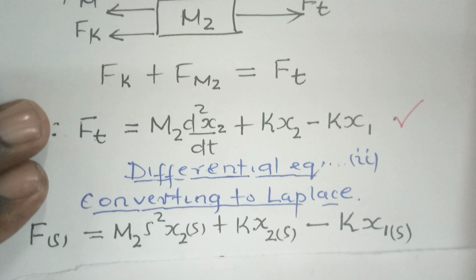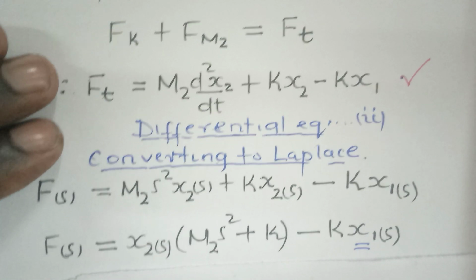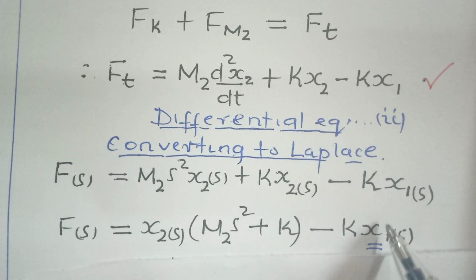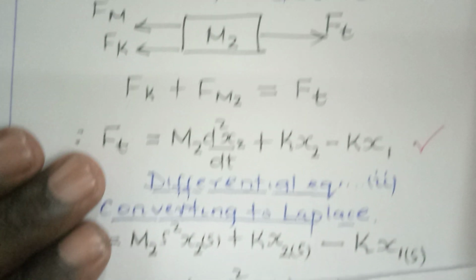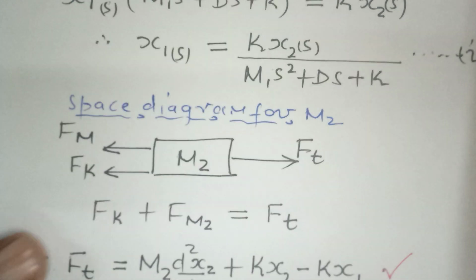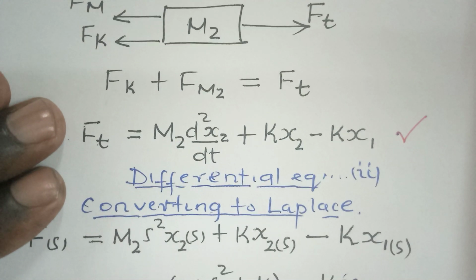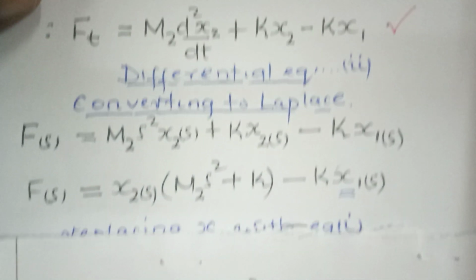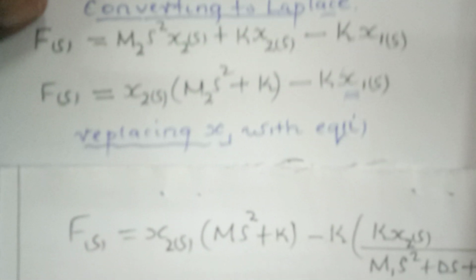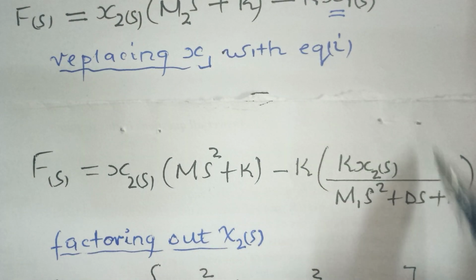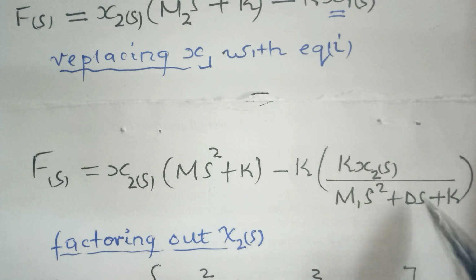We convert to Laplace transform, and this is what we get as our Laplace transform. Now we replace x1 with whatever we had found here, because we don't need the x1. When we replace that, this is what we are going to have. In replacing for x1, we have this.